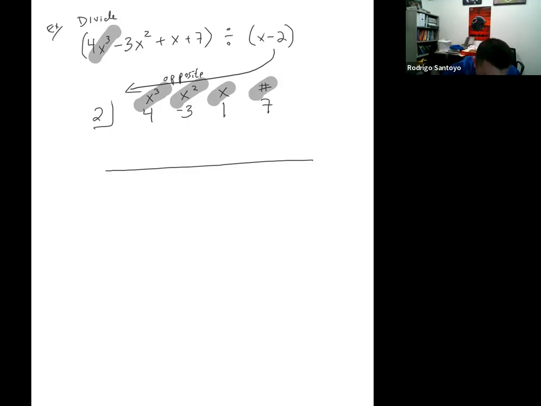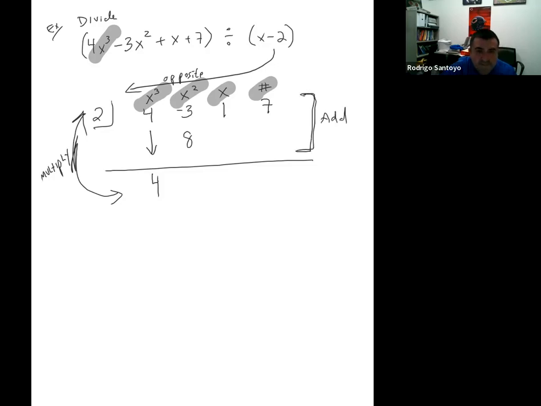This is where I want to make sure everyone pays attention and understands. First number just goes down. The numbers down here will always multiply. So 4 times 2 gives us 8. These numbers in here will always be added. So we're adding -3 and 8. That gives us 5.